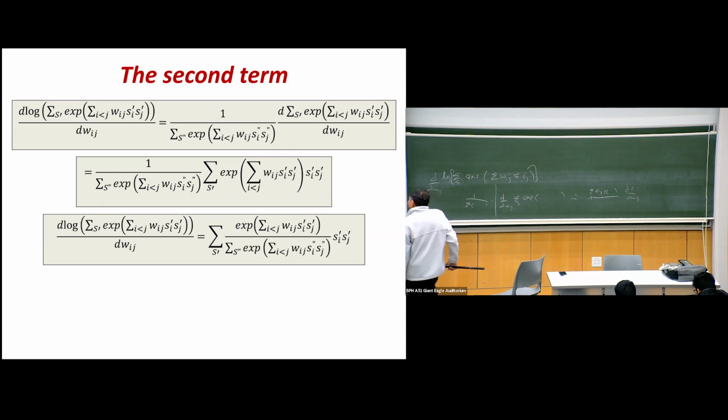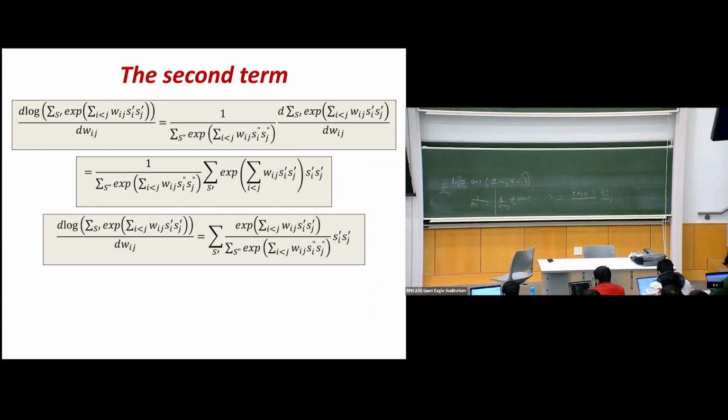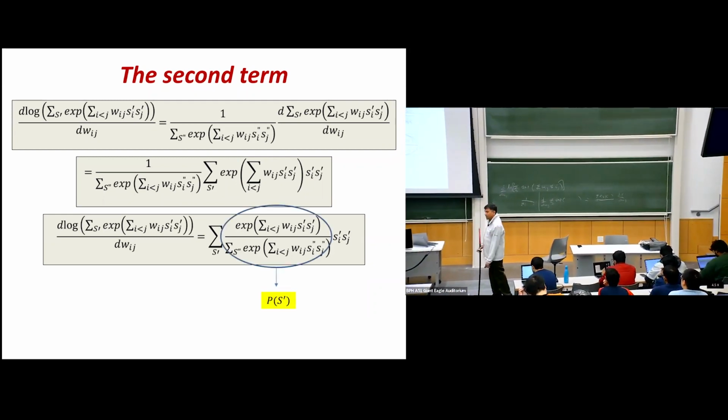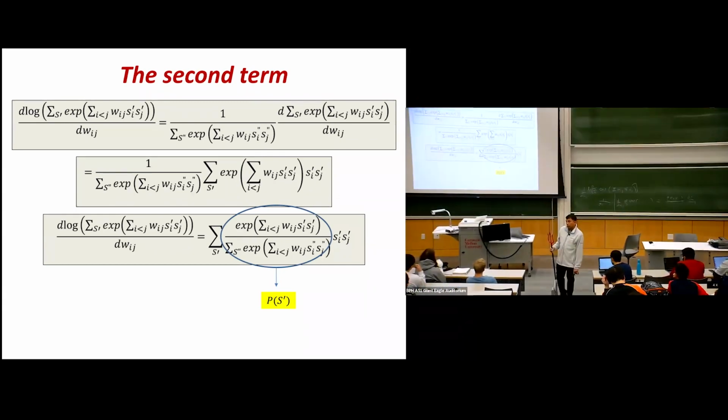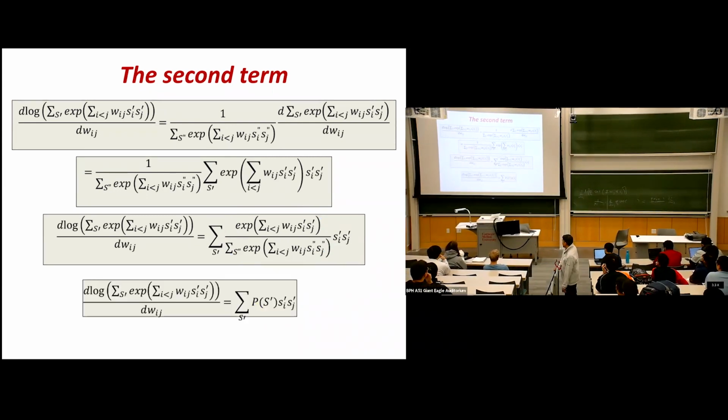If I rearrange that, I can write this as a summation over all S prime, and I just move the denominator in, right? So these two are the same, times S prime i, S prime j. And if I work that one step further, that term over there is simply the probability of the state S prime as defined by our Boltzmann equation. So the derivative of the log of this ugly sum simply becomes the sum over all possible states of the probability of the state times the product of S prime i and S prime j.